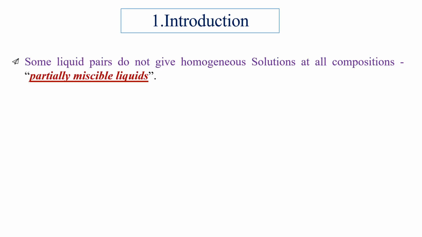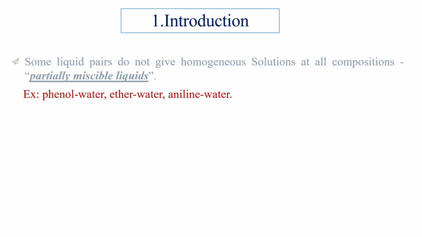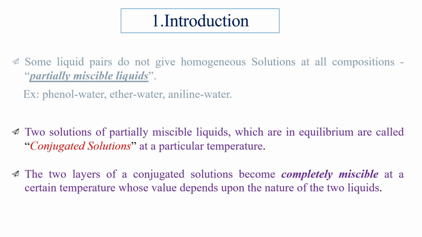Some liquid pairs do not give homogeneous solutions at all compositions. Such liquid pairs are said to be partially miscible liquids. Some examples of such liquid pairs are phenol water system, ether water, and aniline water, etc. Two solutions of partially miscible liquids which are in equilibrium are called conjugate solutions at a particular temperature. The two layers of conjugate solutions become completely miscible at a certain temperature, whose value depends on the nature of those two liquids.